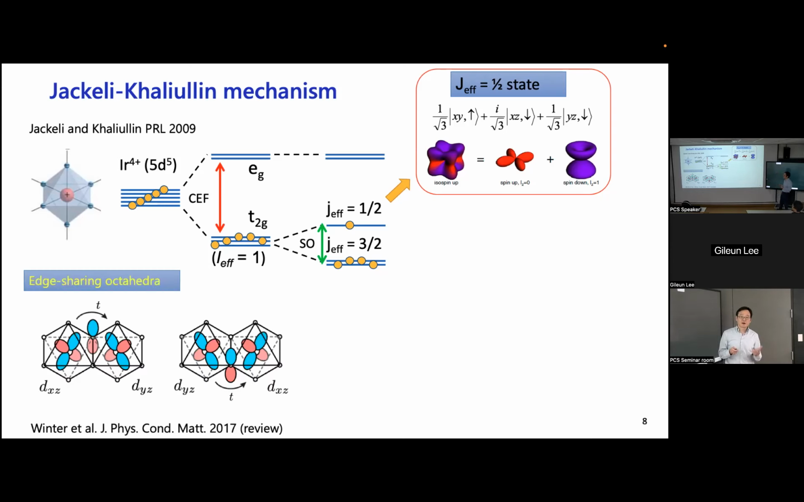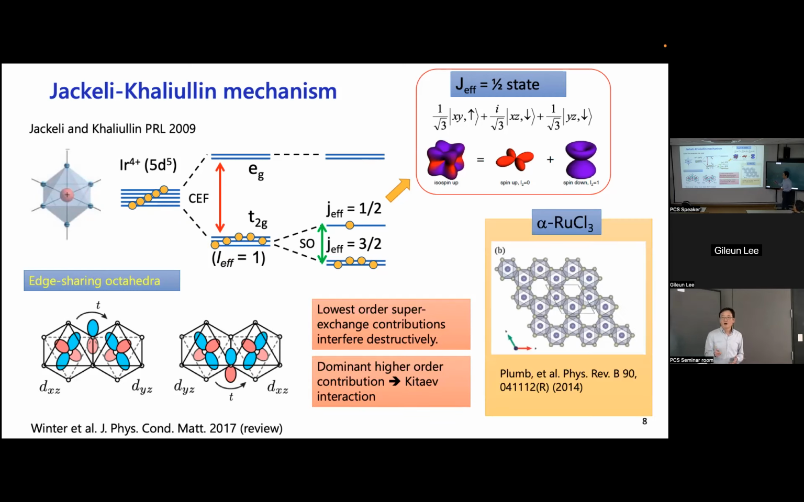So the prescription is, if you take this kind of octahedra and then connect them using so-called edge-sharing geometry, then you can realize so-called bond-dependent interactions. And by putting these edge-sharing octahedra together into a honeycomb lattice, it can be put together very naturally in this way, and then form something like this.